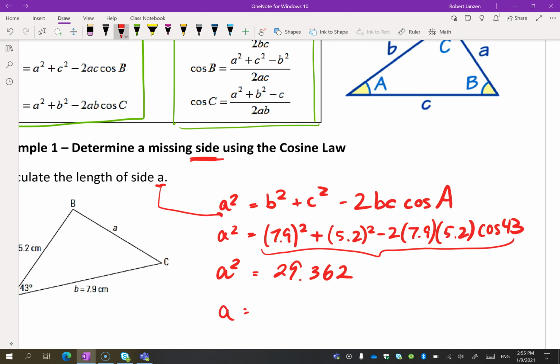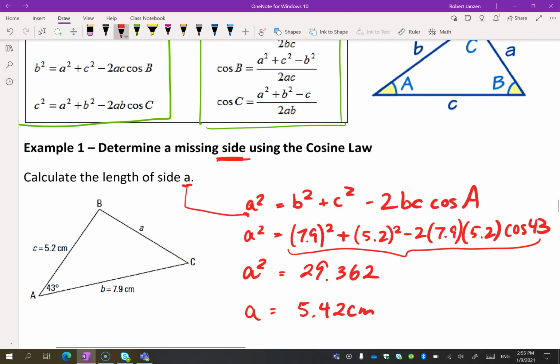And then to get A, you're going to take the square root of 29.362, and you get 5.42 centimeters. So if you just copied that down, I want you to pause the video right now and go back and try that question. See if you can fill it in without my help, without my calculator work. See if you can do it yourself.